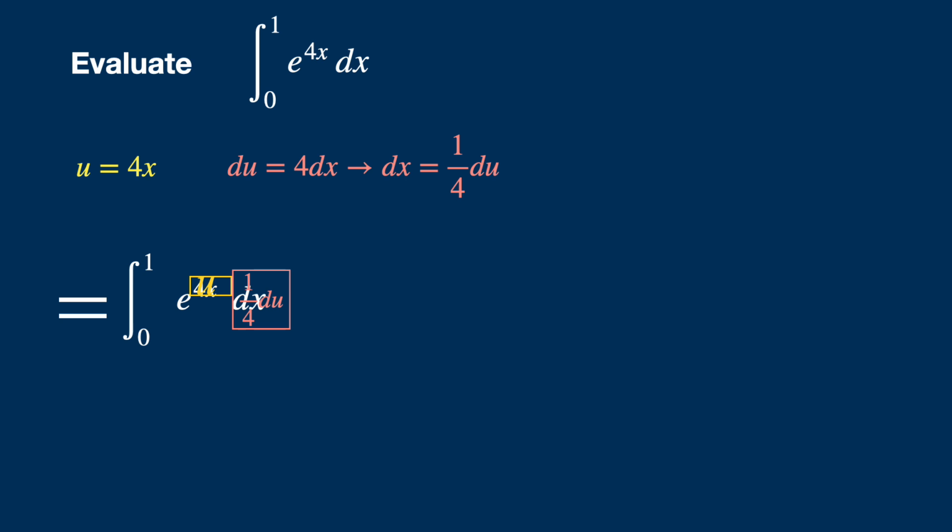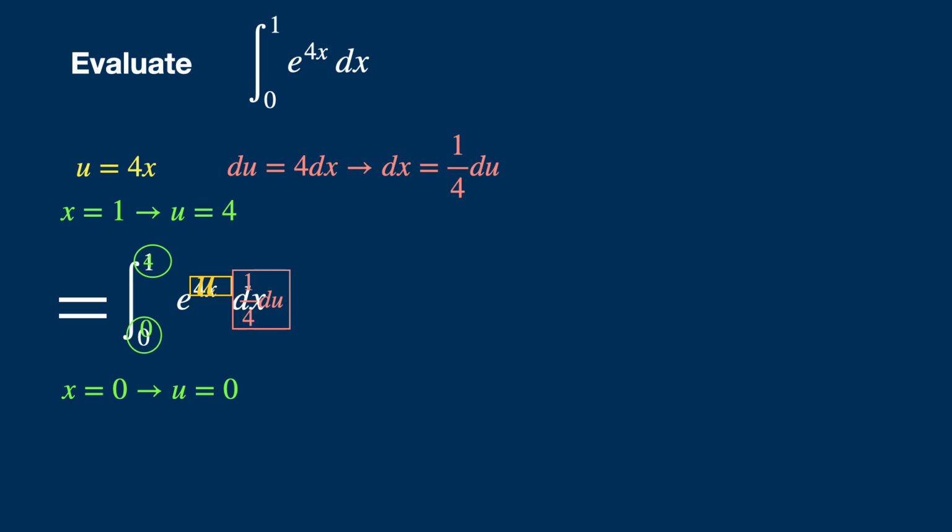Now, the lower limit first. The lower limit is x equals 0, and u equals 4x, so plugging in x equals 0, 4 times 0 is 0. We replace it with 0. The upper limit is 1: x equals 1, u equals 4 times 1, which is 4. We replace it with 4.